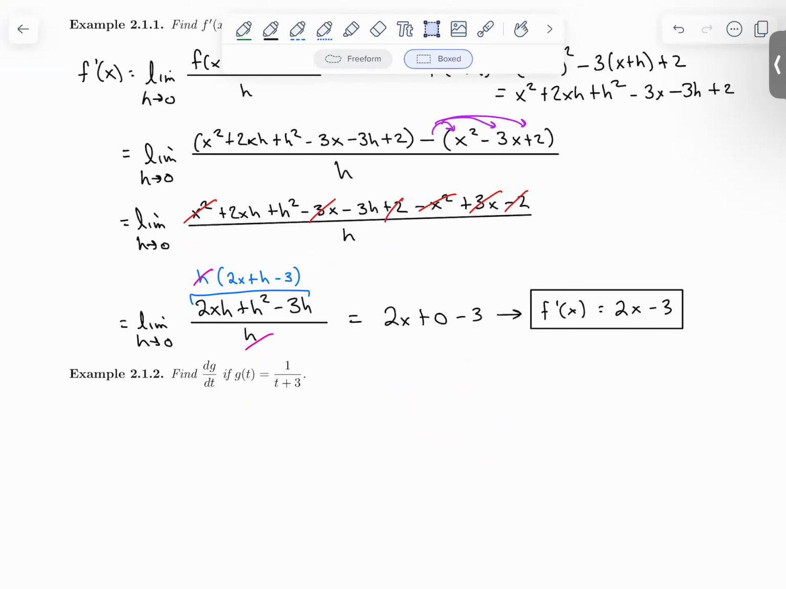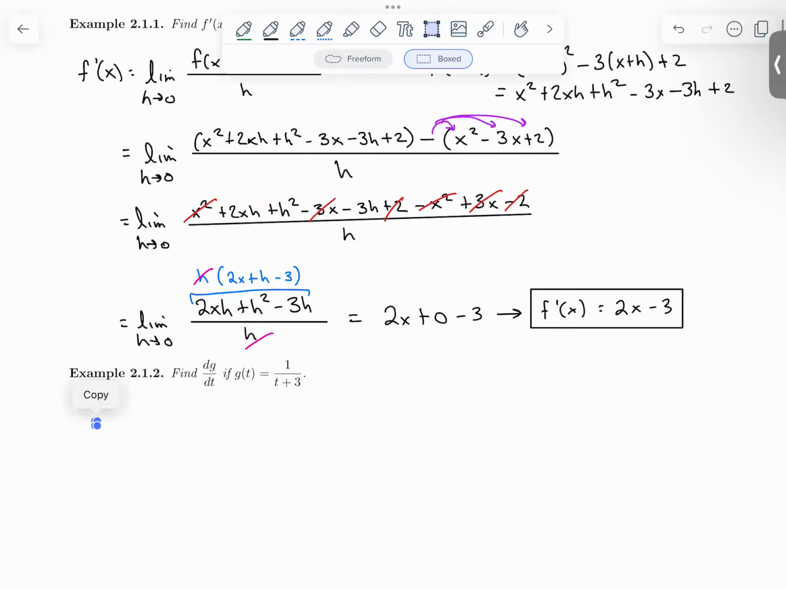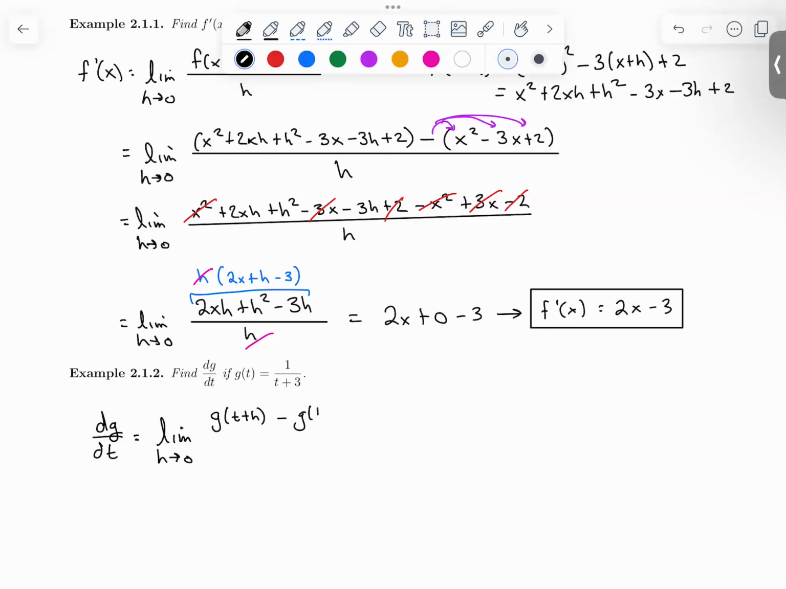Next problem. We're going to find dg dt, i.e. g prime. dg dt, g prime are synonymous. And it's a function of variable t, but the variable doesn't matter. I usually use x's and t's because if you're planning on taking physics, a lot of things you study in physics are things of time. So you want to be comfortable with the t variable as well. So g prime of t, or dg dt, is equal to the limit as h approaches 0 of g of t plus h minus g of t all divided by h.